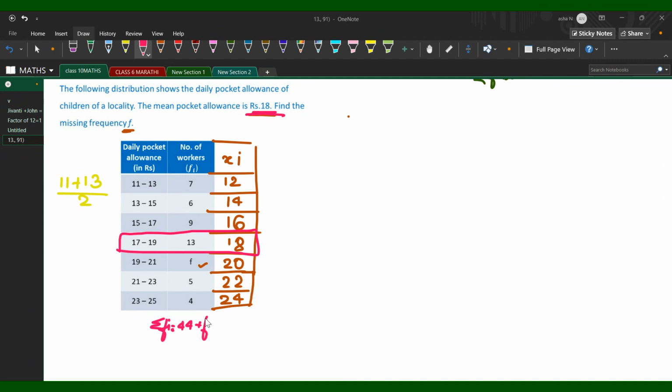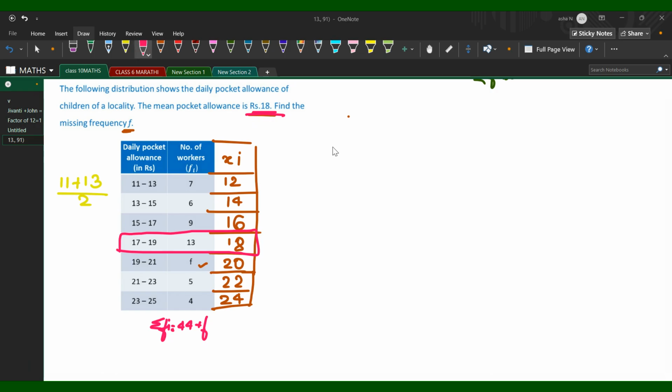Now for this, we are going to use another formula. Whenever there is a missing frequency like this in between, we will use a deviation. What is this deviation, which stands for di? It is helping us to simplify this calculation. When the class marks are too large, that is, when we are dealing with large numbers, we will use this, or whenever there is a missing frequency.